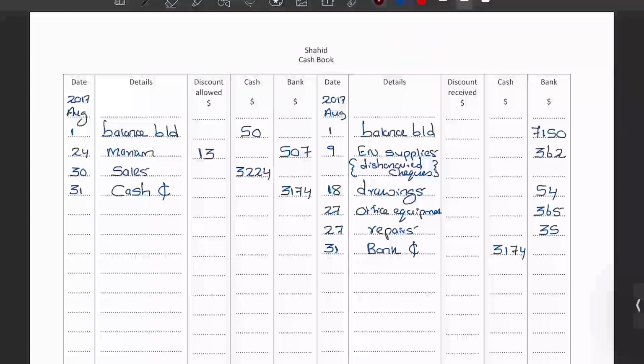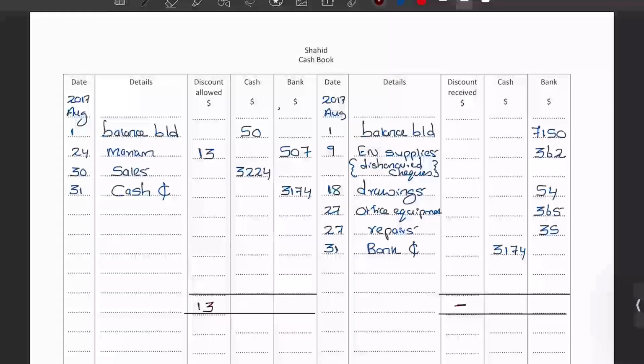Where do you put the 100? Your balance will be 100. Let's balance and see if it is equal to 100. Your cash balance will be 100 because 100 is left. Let's do the balancing part now. Discount allowed total 13, no problem. Discount received nothing, you can put a dash. Now let's balance cash.